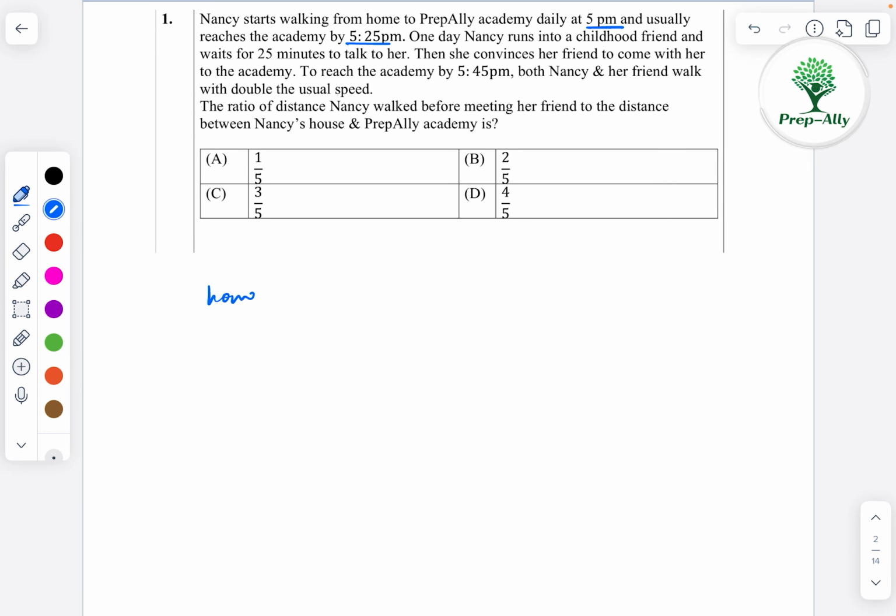Similarly, now it's also mentioned that she walks double the speed, right? So with 2v speed, she'll cover the distance of d minus x in a time of t2. Now from here we can say t1 is x by v and t2 is d minus x by 2v, but then t1 plus t2 is total time she walks and that is t dash, which is 20 minutes. So we can now say that x by v plus d minus x by 2v equal to 20.